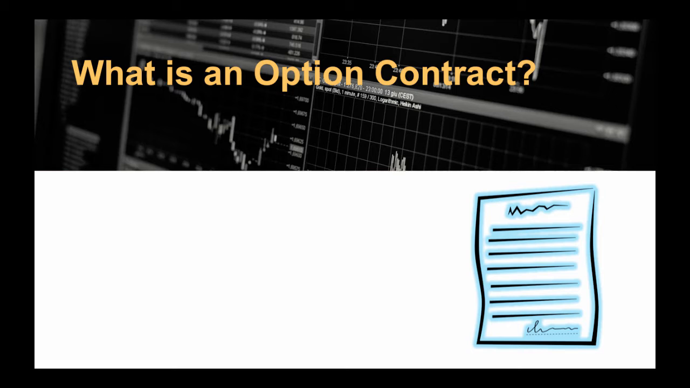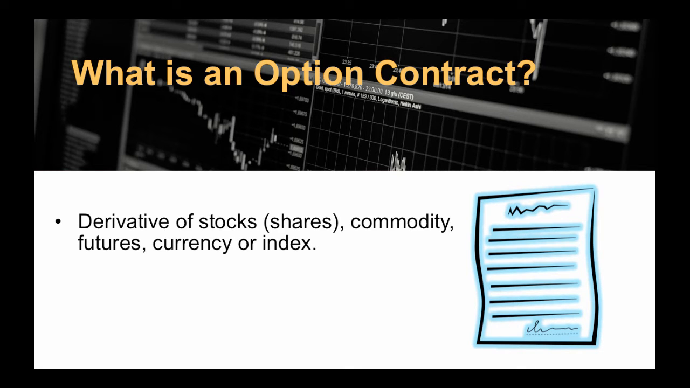An option contract is a derivative of something traded on an exchange. It is a derivative because its value is derived from an underlying such as a stock or share, commodity, futures, currency, or an index. They are extremely versatile as an investment or trading tool, but they do have a little more involved compared to, say, shares.